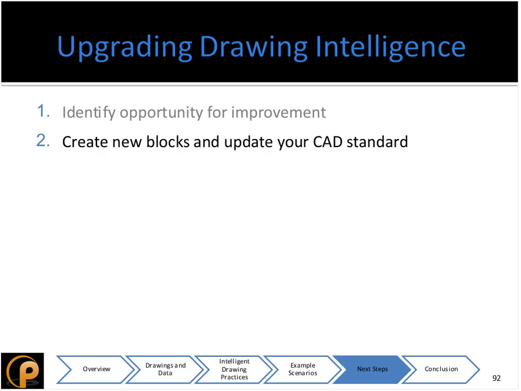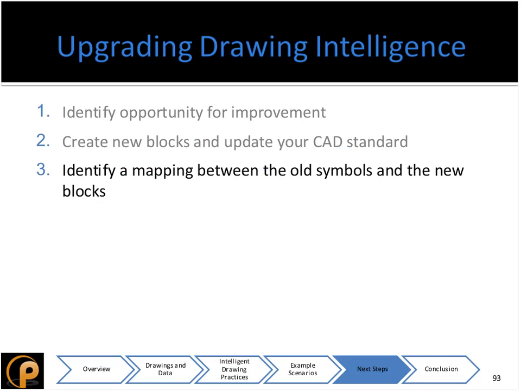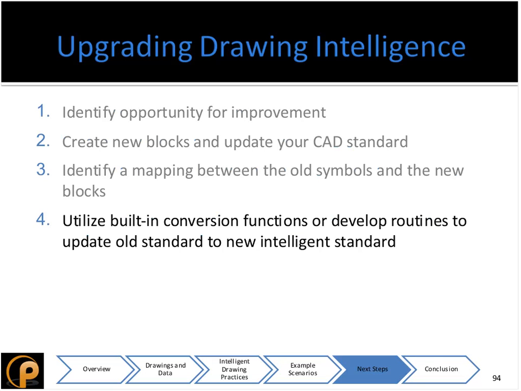So that would be your next step: creating all your blocks, updating your CAD standard with these new data management techniques. You'll want to identify a mapping between your old symbols and your new blocks, because the next step is to utilize hopefully some kind of built-in feature of your CAD software to make this transition.